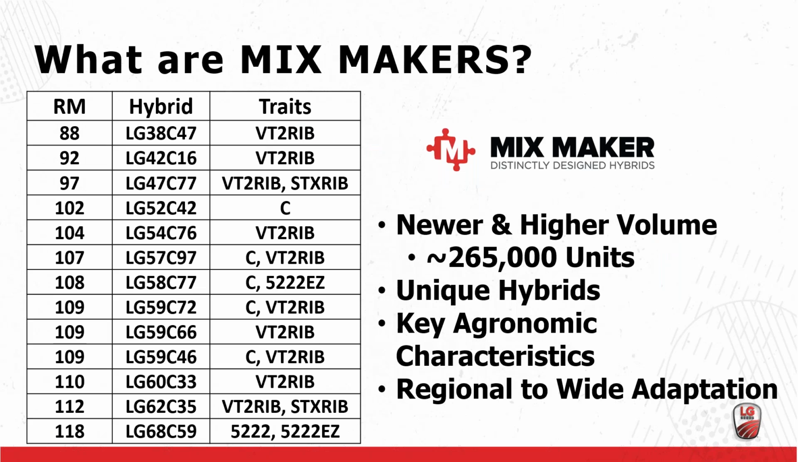On the mix makers, the list right now for 2021 is 14 products, ranging from 88 days to 118. These have traits from conventional all the way through the AgriSure traits. You can see they're at a pretty high volume, making up 265,000 units. That's a significant share of the LG Seeds volume. They're unique products to LG Seeds, and they have those key agronomic characteristics we talked about and that regional to wide adaptation that we talked about.